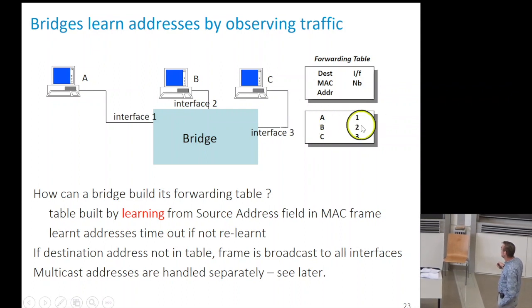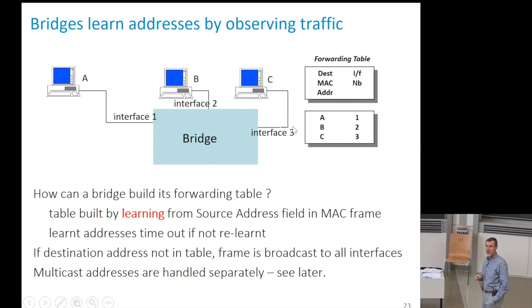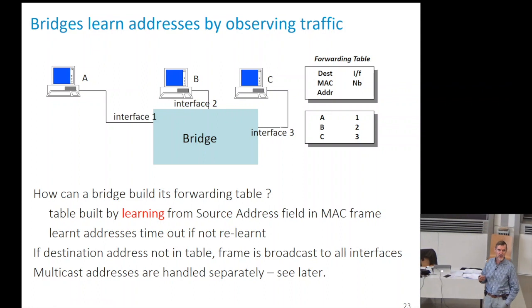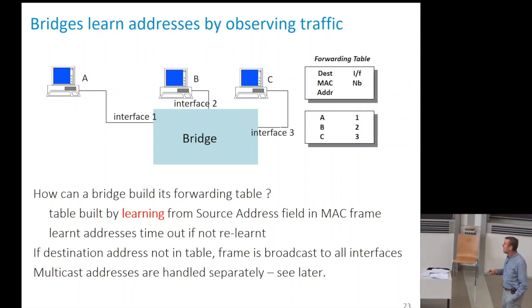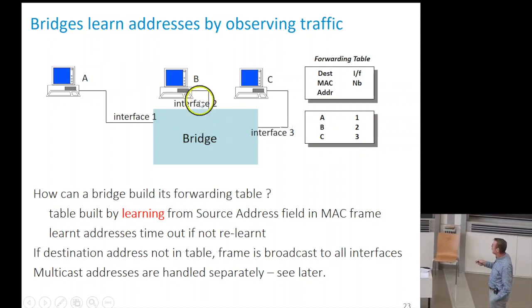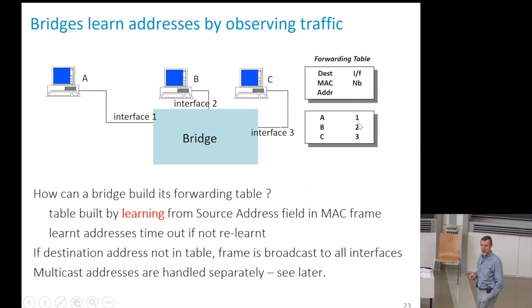So the table is in fact obtained by learning, and of course there will be a cache. Those entries are refreshed whenever you see some traffic. And if A and B don't talk for a long period of time, then the timer will expire, the entry will be flushed, and you will need to relearn again.